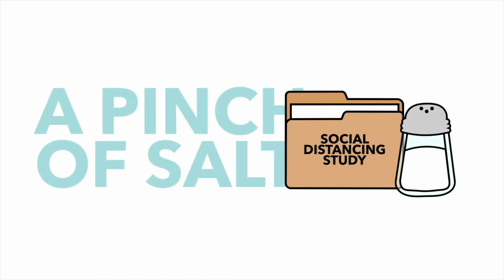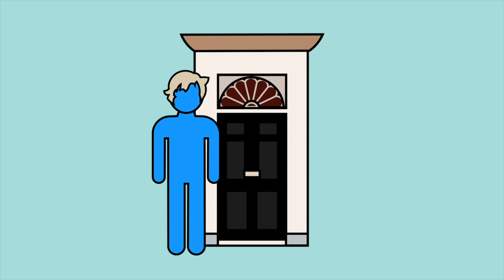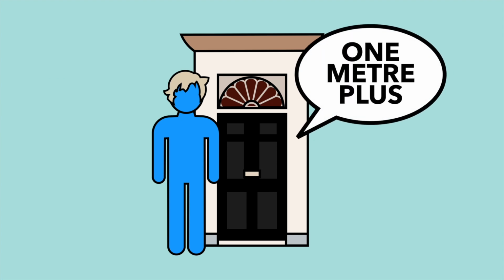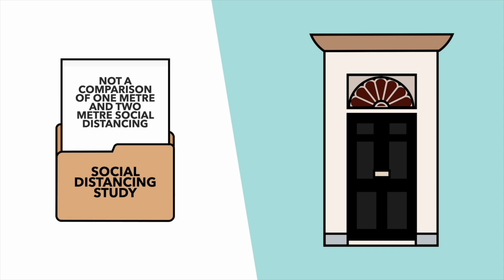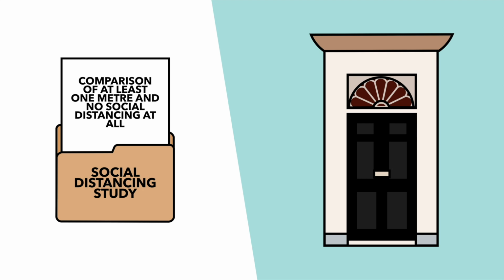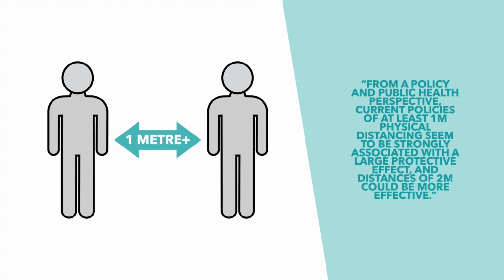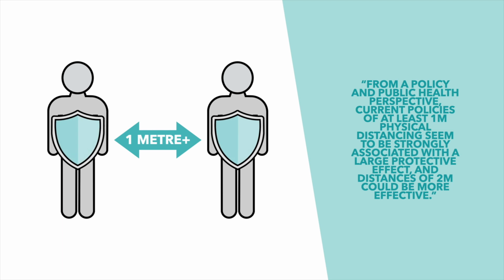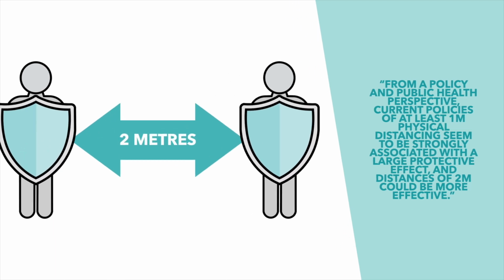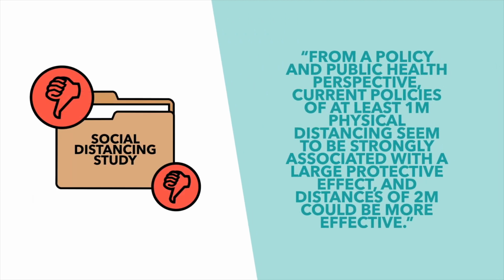But this study should be taken with a pinch of salt, for a couple of reasons. Firstly, and most importantly, it doesn't directly relate to the UK's policy change, for the reason mentioned above. The study doesn't compare 1 metre social distancing to 2 metres, but rather no social distancing to social distancing of at least 1 metre. This is why the study ends on this cautious note. From a policy and public health perspective, current policies of at least 1 metre social distancing seem to be most strongly associated with a large protective effect, and distances of 2 metres could be more effective. In fact, the study is pretty unhelpful in this respect.